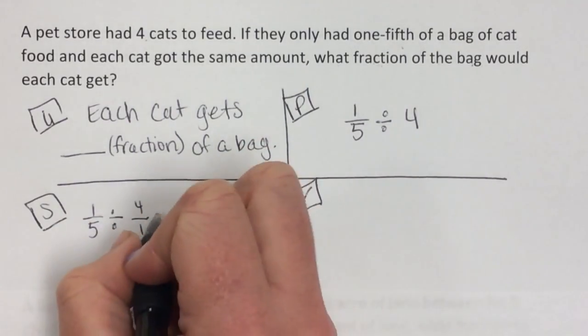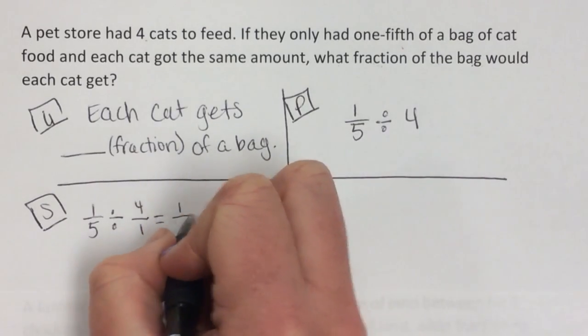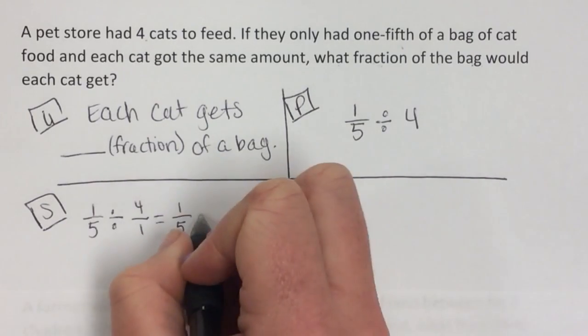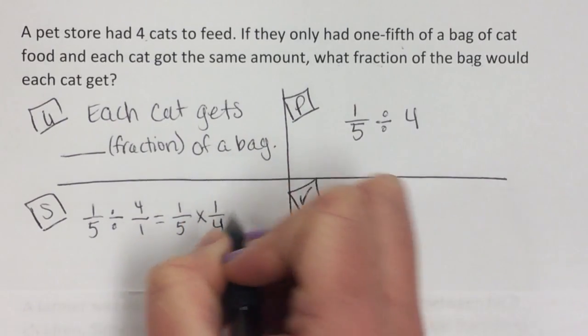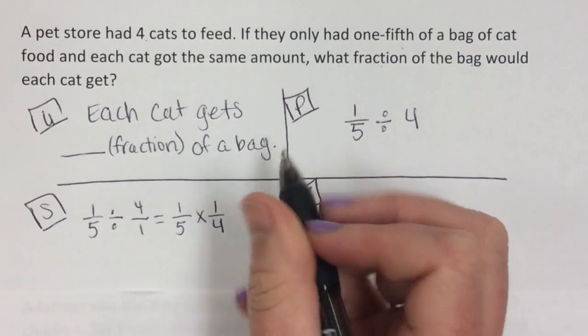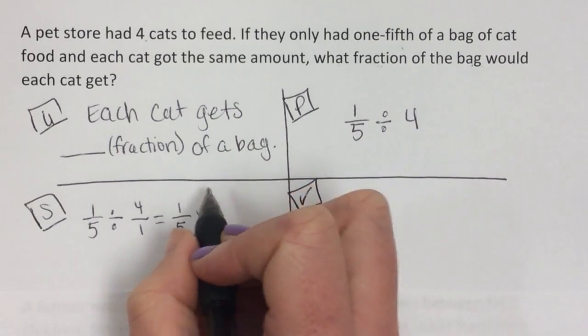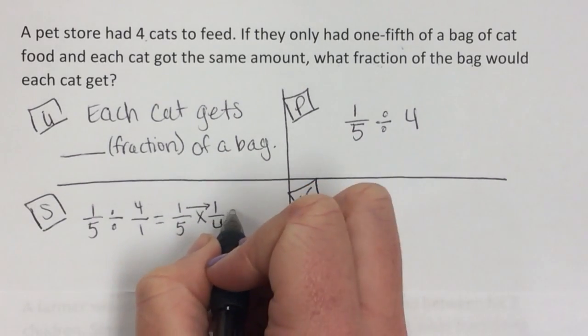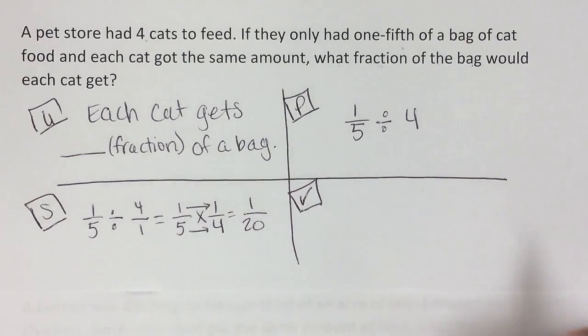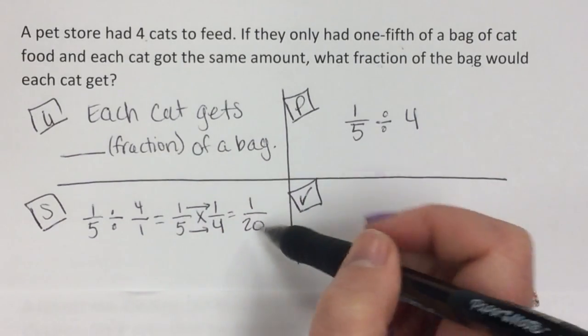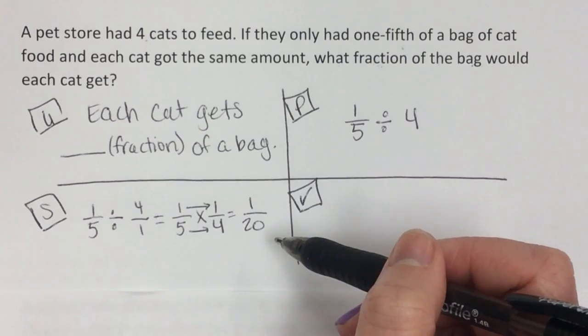And then I keep, change, flip. So I keep the first number, I change divide to multiply, and I flip the other fraction upside down. And then multiply straight across. 1 times 1 is 1, 5 times 4 is 20. So it appears like each cat is going to get 1/20 of the bag.